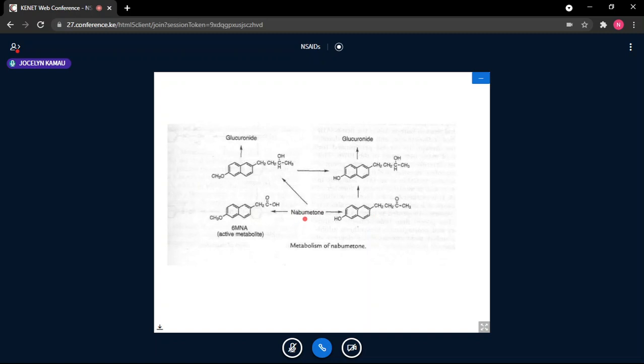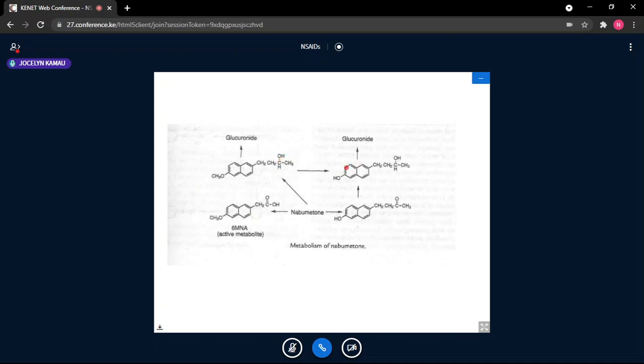Nabumetone can undergo metabolism, and one of the metabolic routes gives us 6-methoxy naphthyl acetic acid. So you can see indeed it gives us an acetic acid derivative, the 6-methoxy naphthyl acetic acid derivative. And of course, that is from our nabumetone. It can also go through omega-1 oxidative hydroxylation.